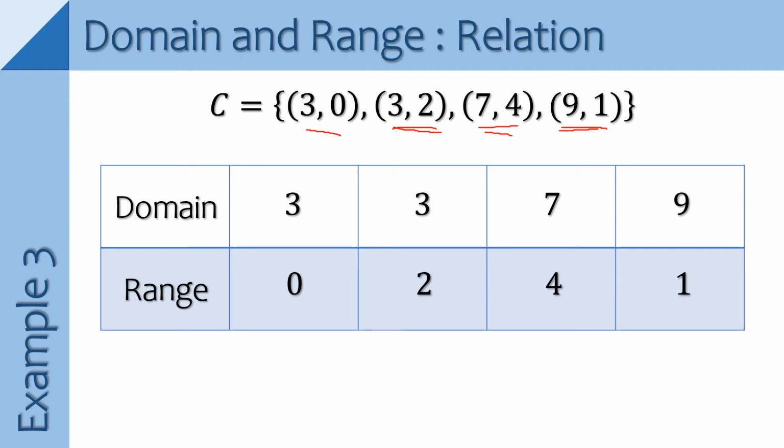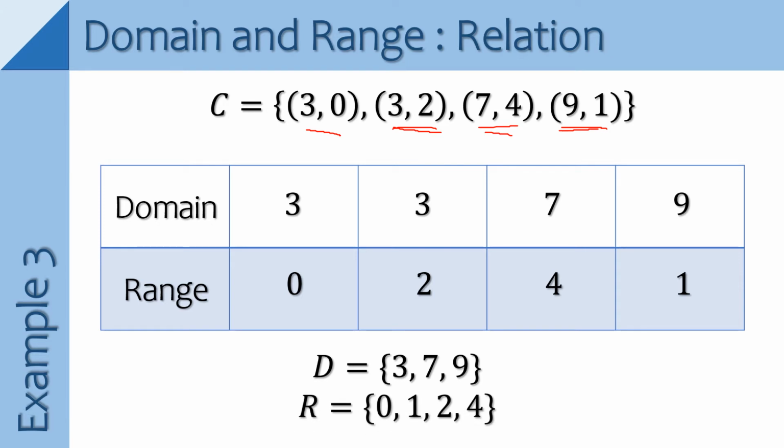So if we're going to write this down into set, D is equal to 3, 7, 9, and then the range is 0, 1, 2, 4. So as you can see, sinusulat natin ang set in ascending order. Okay, para mas okay tignan.